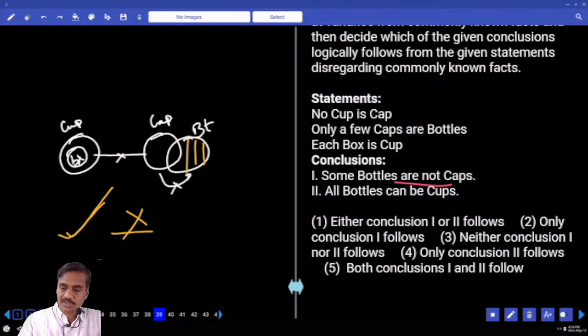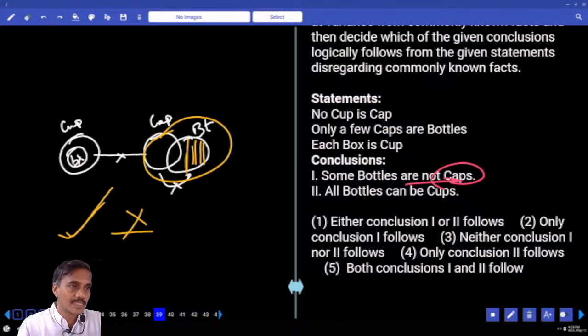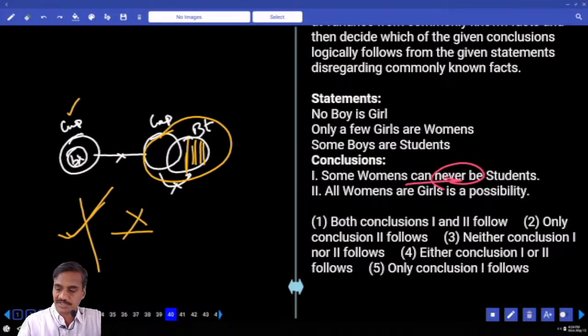First conclusion: some bottles are not capped. These are the bottles that are not capped. Then to make this one false, all bottles are capped. In the alternate diagram, the previous conclusion 2 is false. Earlier we had discussed this. Hence neither one nor two, choice 3, question number 39.